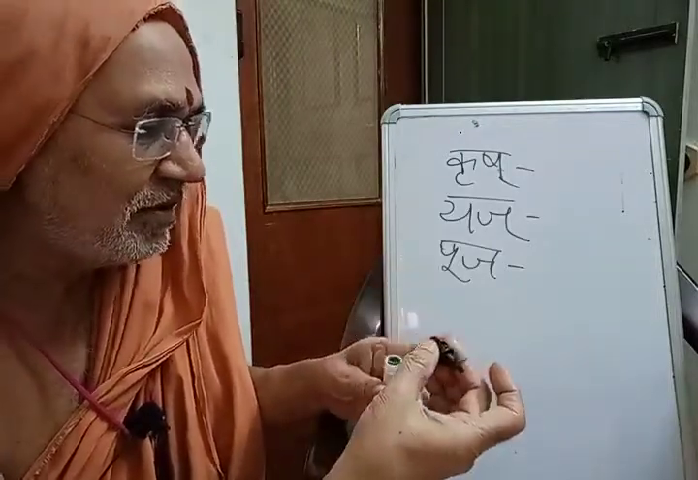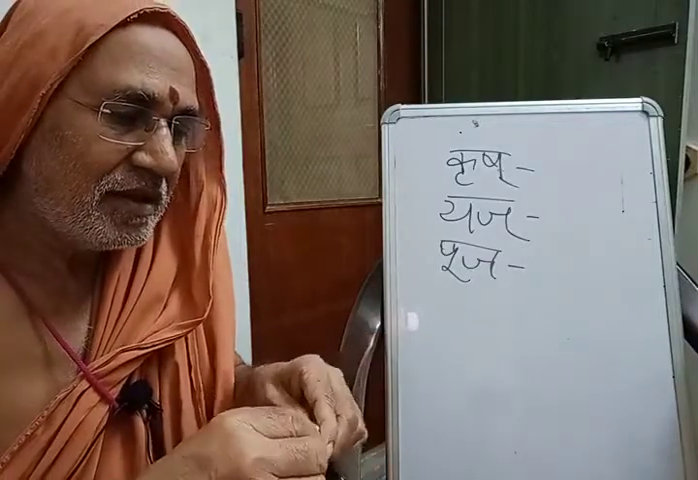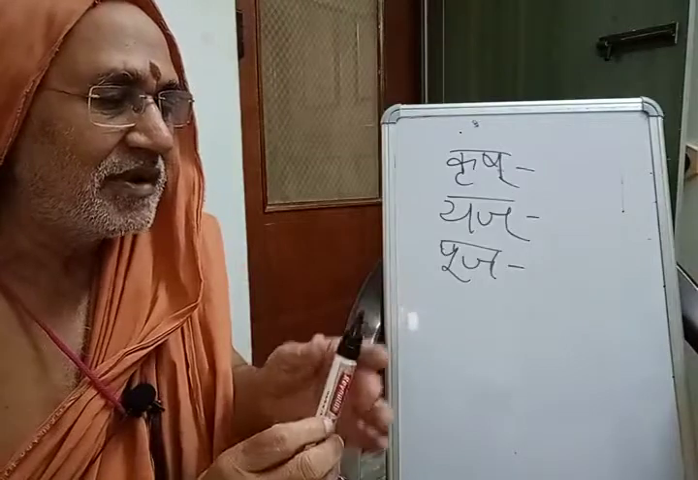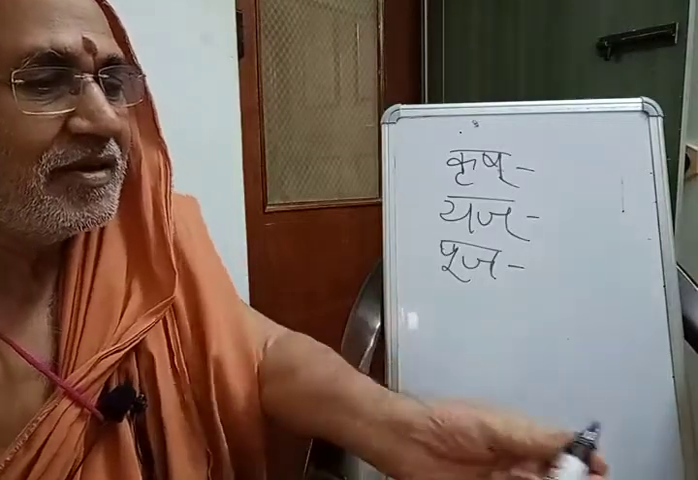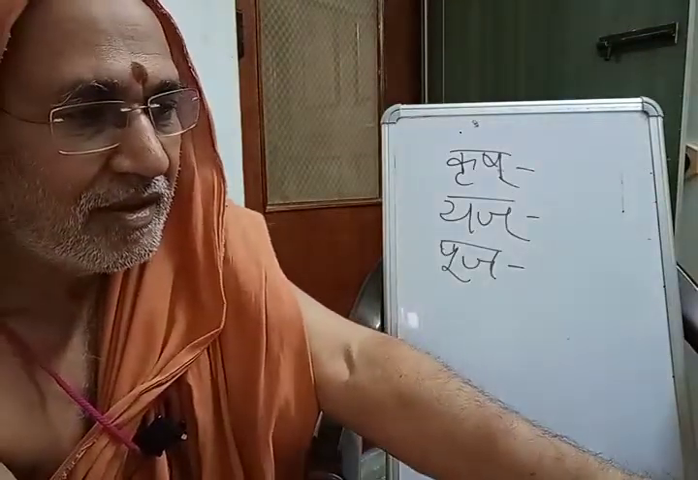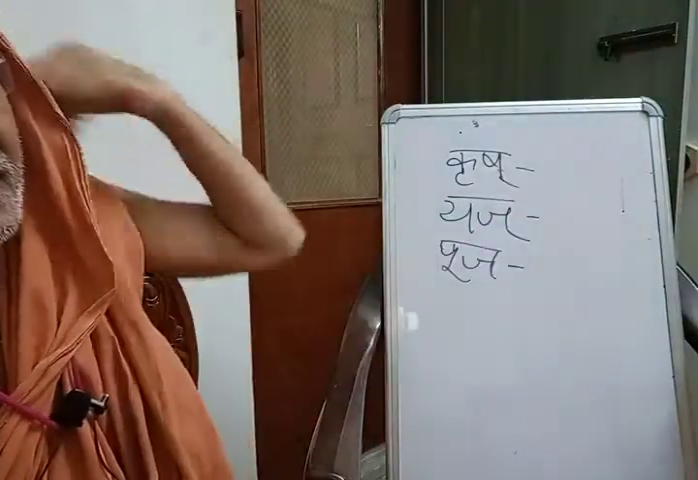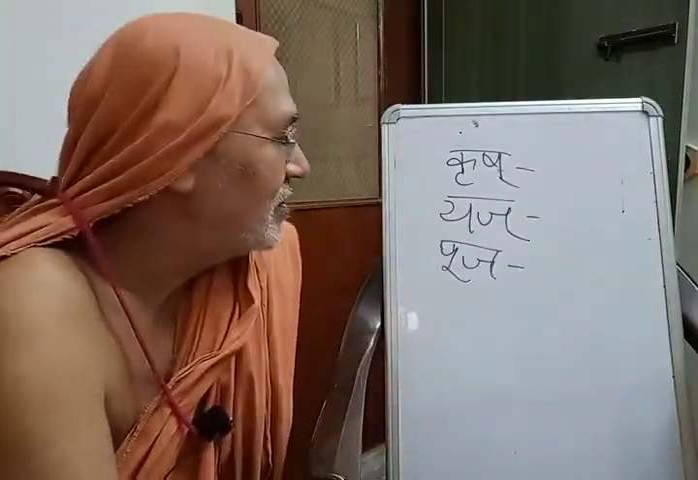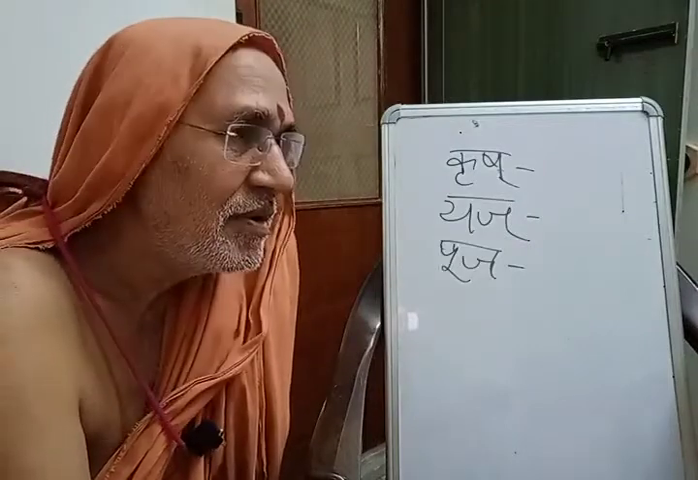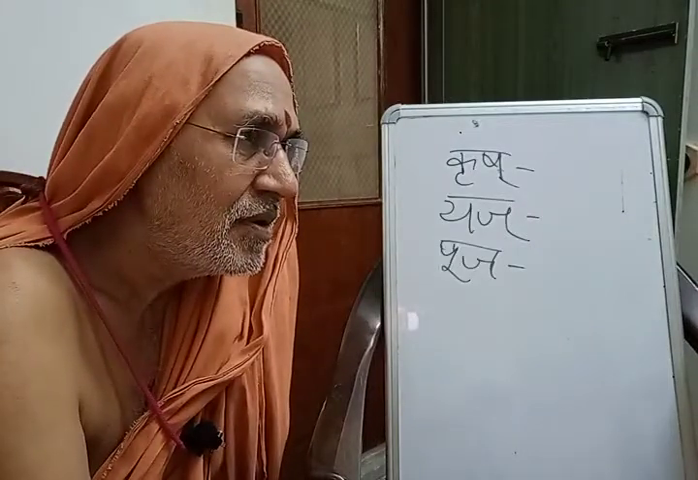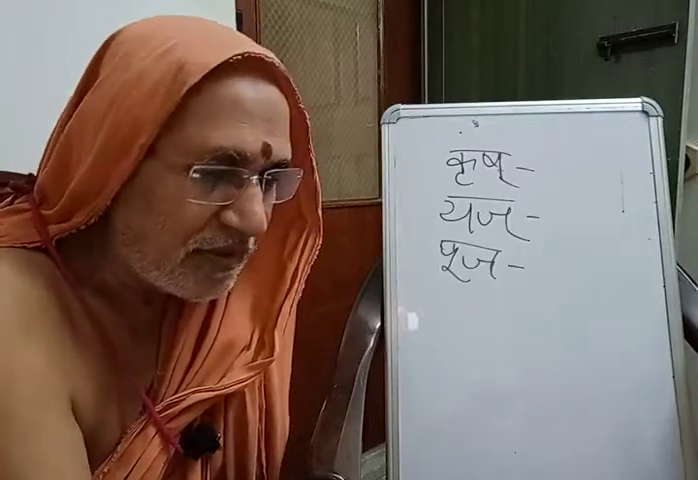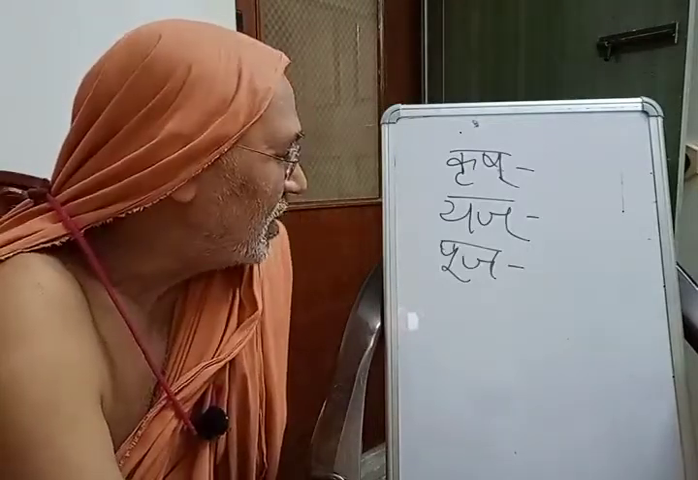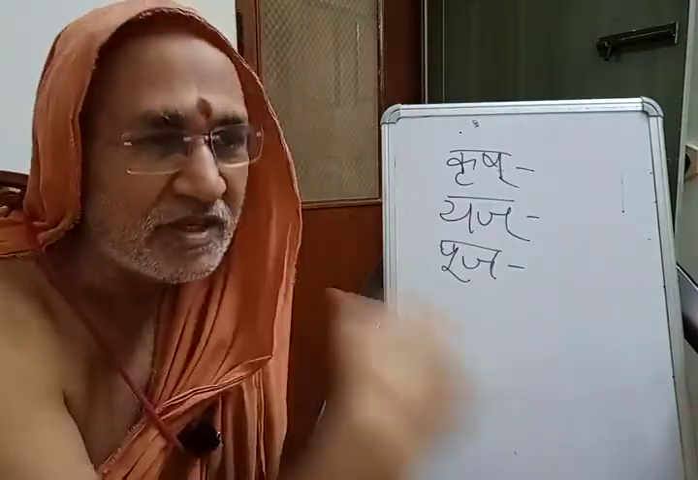Why is it falling out? Problem with the thread. So we will complete it, only two words, or later we'll do, because the class is running. So pujayati is over.